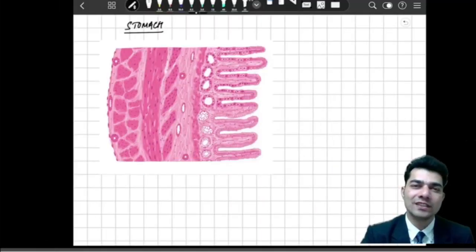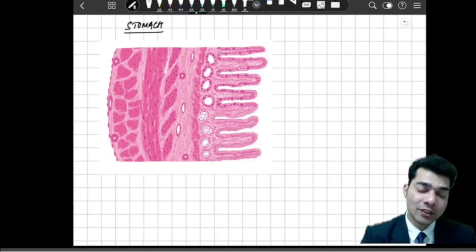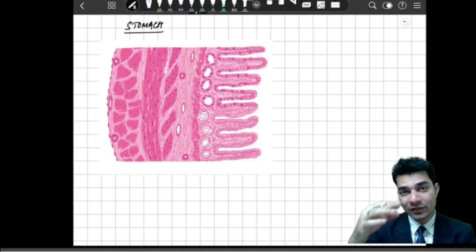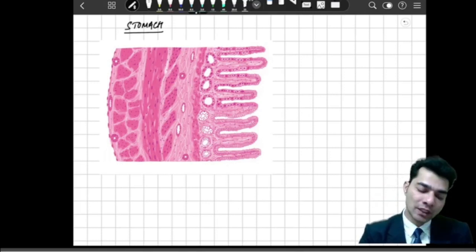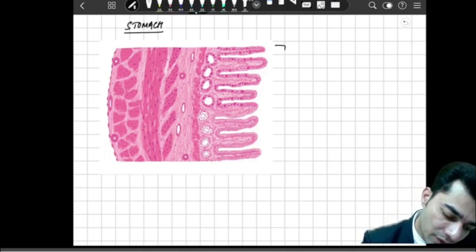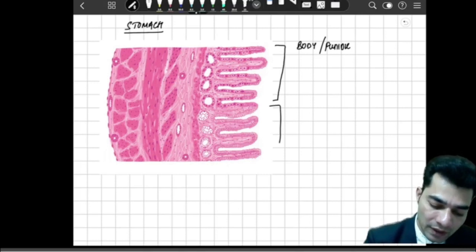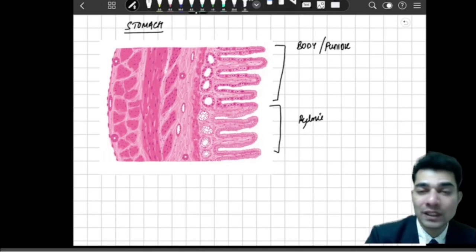Hello everyone. In this class we are going to discuss the slide of a stomach. There are different parts of the stomach: the proximal end is the fundic body, and the pyloric end of the stomach. This half depicts the body and the fundic part of the stomach, and this end is the pyloric end of the stomach.